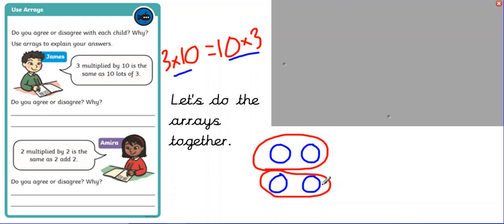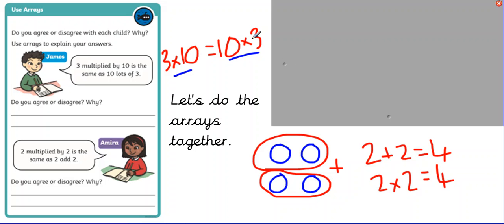Well, I've got 2 groups of 2 there. If I add them together, so if I do 2 add 2, I would get 4. If I do 2 multiplied by 2, I need to count up all the counters that I've got in my array. 1, 2, 3, 4. I would also get 4.